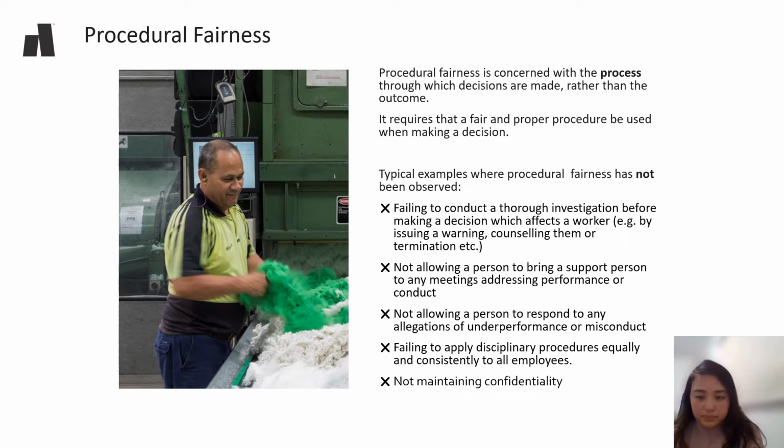Typically, there are some examples here where procedural fairness has not been observed. For example, not allowing our employee to bring a support person is not procedural fairness. Not allowing the employee to respond to the allegation of their underperforming or misconduct is unfair as well. Not maintaining confidentiality is a big no. All underperformance matters have to stay confidential. So this is about procedural fairness.